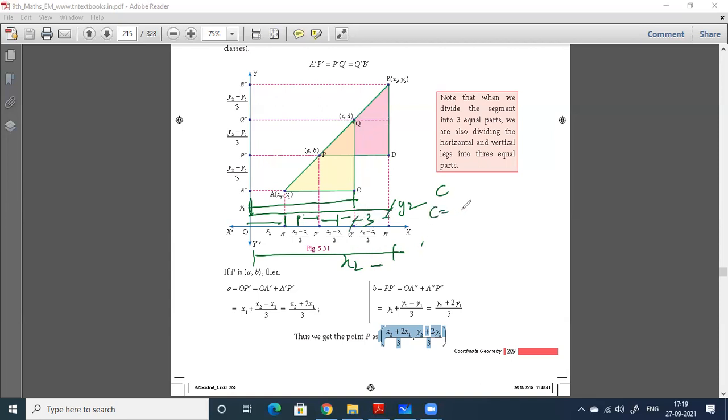So C is equal to x2 minus one portion. What is one portion's length? It is (x2 minus x1) by 3. Again take LCM: (3x2 minus (x2 minus x1)) by 3. 3x2 minus x2 is equal to 2x2, plus x1.